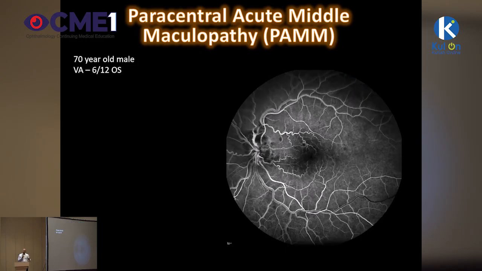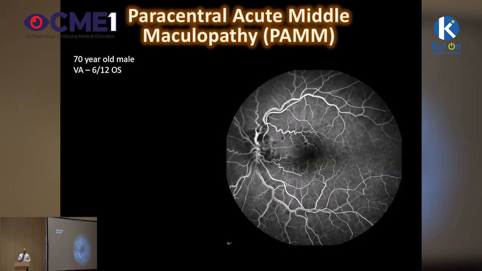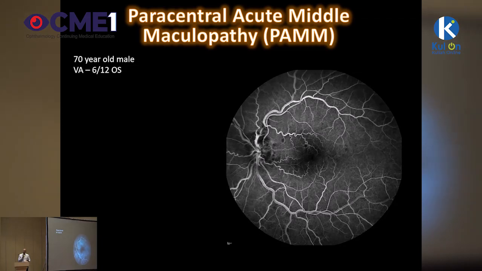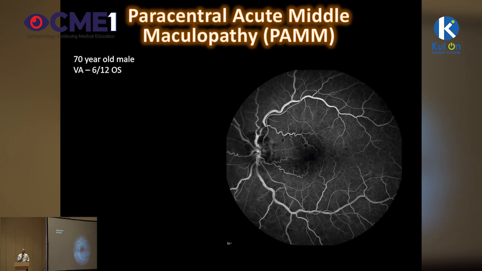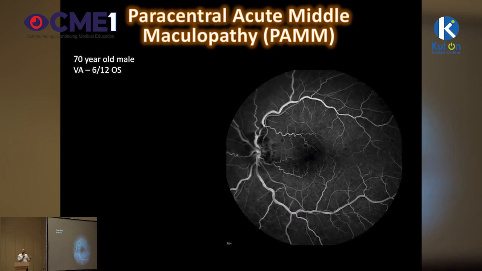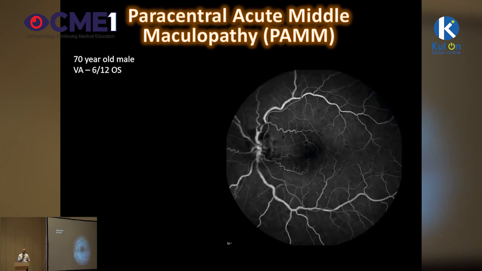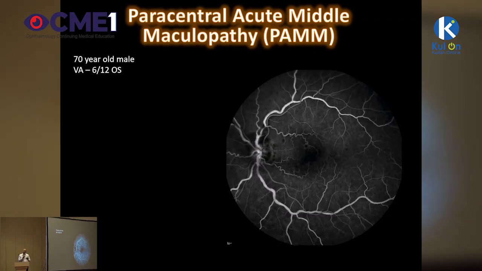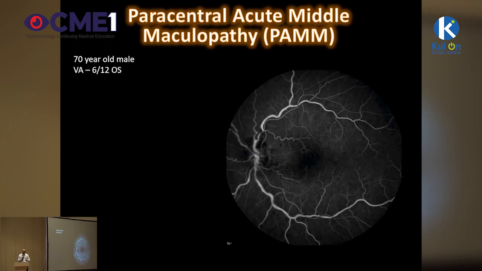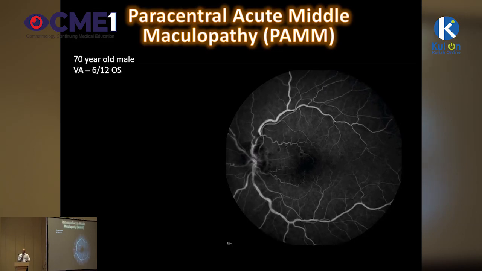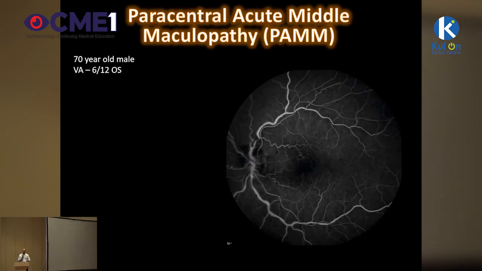So this is a real-time video of a fluorescein angiogram being performed in a patient with a central retinal vein occlusion with a visual acuity of 6/12. And you can see that the transit of the fluorescein through the retinal circulation is delayed, but it's not terribly bad. And the patient has a visual acuity of 6/12. Can we go to the next slide, please?